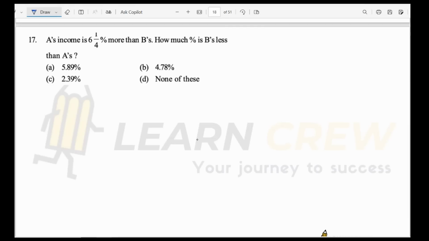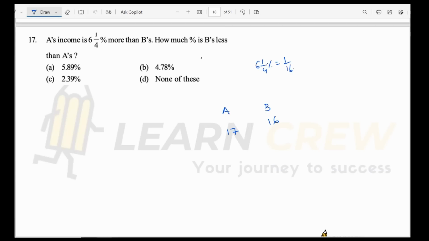It is easy. A's income is 6 1/4% more than that of B. 6 1/4% means how much? 1/16. So A is 1/16 more than B. What does it mean? If B is 16, A is 17. Yes or no? 1/16 more means if B is 16, A is 1 more, means A is 17.